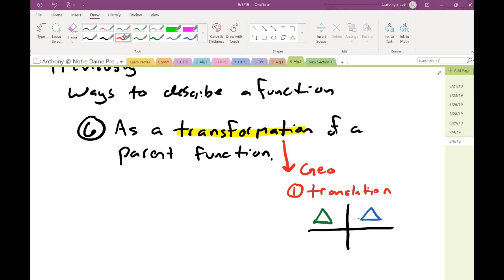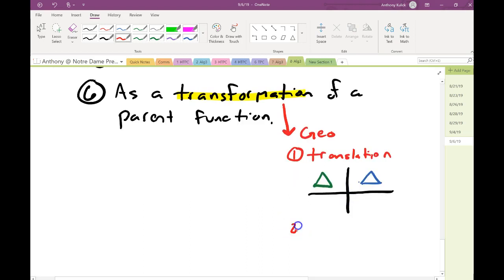So when we perform a translation, the size of the shape remained the same, the orientation of the shape remained the same. The only thing that changed was its location. Basically, you picked it up and moved it to a new spot. But you didn't spin it or flip it, or stretch it out or anything, you just picked it up and moved it. Everybody kind of remember that?